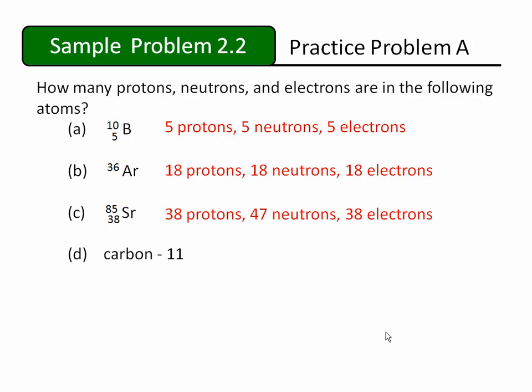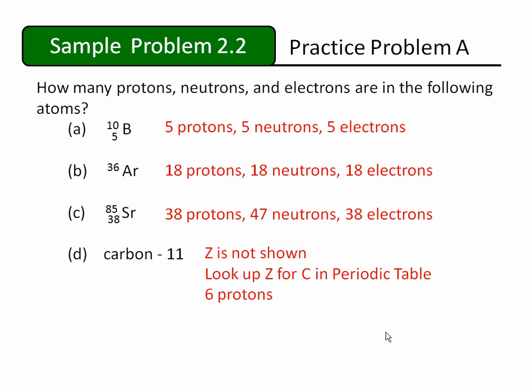The final example in this particular practice problem asks us to worry about carbon 11. This isn't an actual nuclide representation, but we can still get the same information from what's written. As long as we know that we're dealing with carbon, we can look up the atomic number for carbon in the periodic table, and every atom of carbon will have 6 protons.